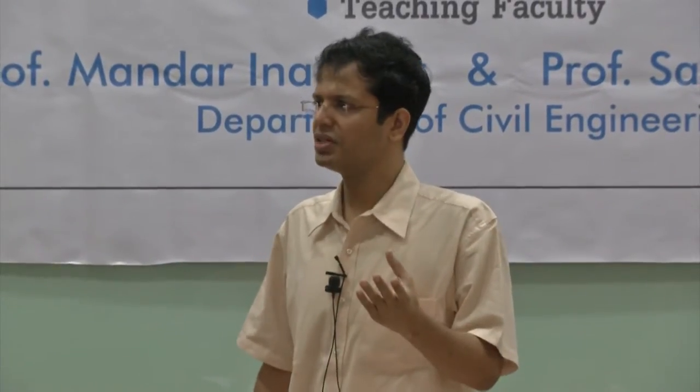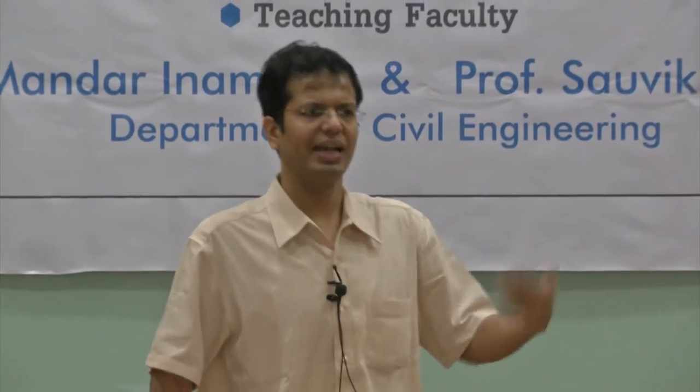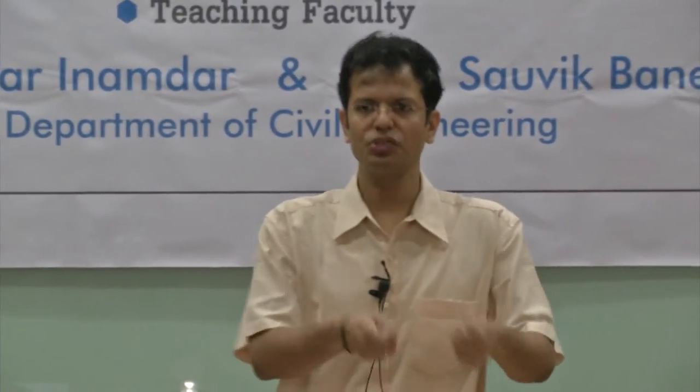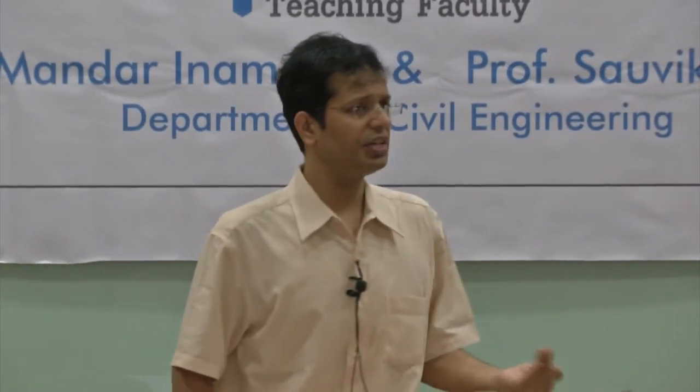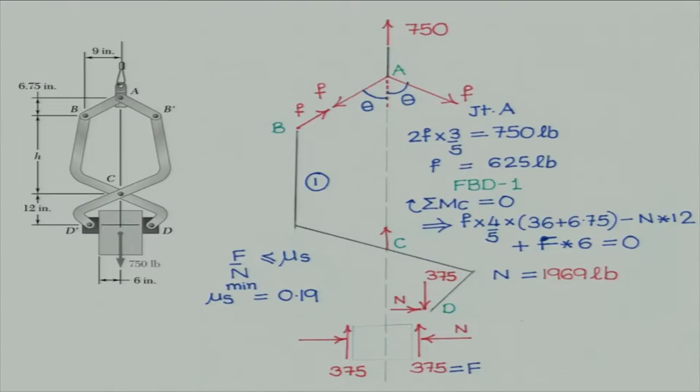What we say is that the minimum coefficient of friction will be just F by N. And any friction coefficient which is higher than that, the tongs will be functional. Point clear? So nowhere are we using friction. These are the type of problems where friction comes at the very end. Is the idea clear? Fine. So this is the solution. You can solve it, and the coefficient of friction comes out to be 0.19. All the procedure exactly as many of you suggested.